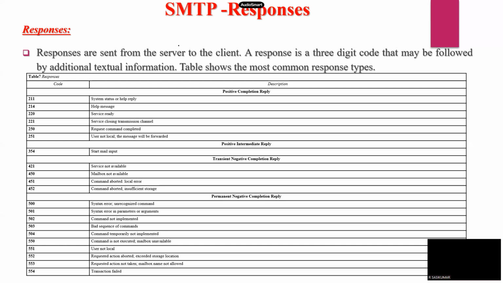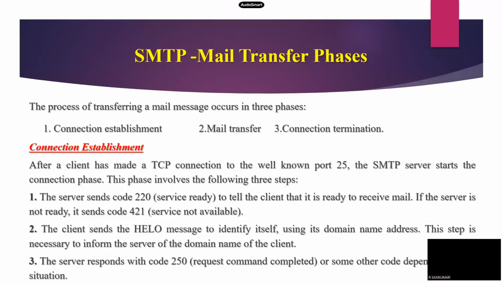This is what SMTP commands and responses are. So how is mail transferred from client to server and server to client? The process of transferring a mail message occurs in 3 phases. One is connection establishment. The second one is mail transfer. The third one is connection termination. So what does connection establishment mean? Before sending the mail from client to server, it should start by checking whether both the client side and server side are ready or not. We should ensure that both sides are ready or available.